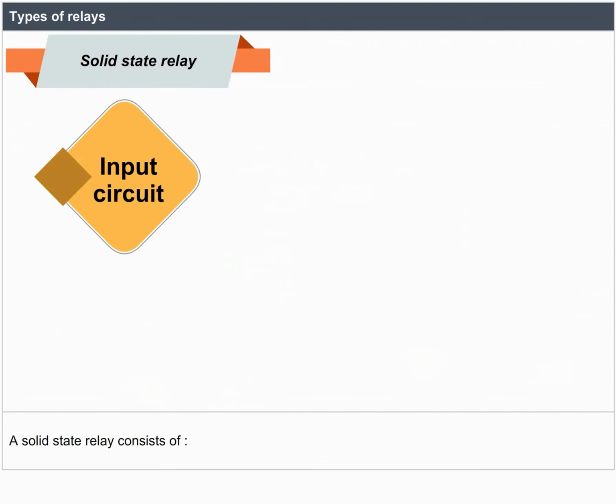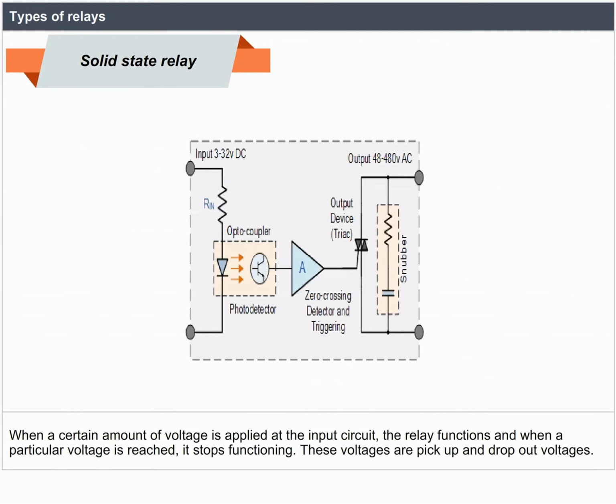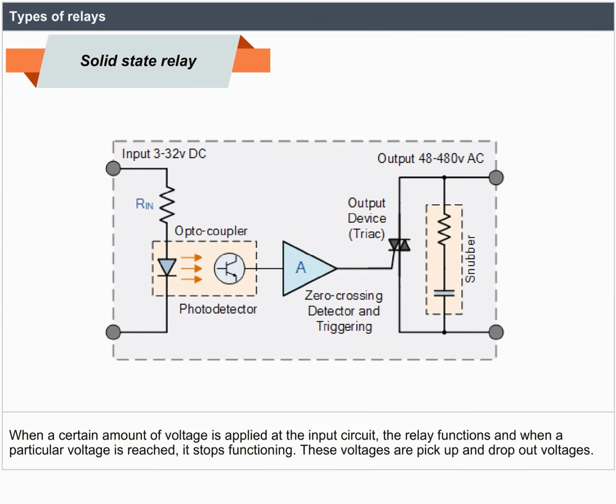Solid-state relay. A solid-state relay consists of an input circuit, control circuit, and output circuit. When a certain amount of voltage is applied at the input circuit, the relay functions, and when a particular voltage is reached, it stops functioning. These voltages are the pick-up and drop-out voltages.